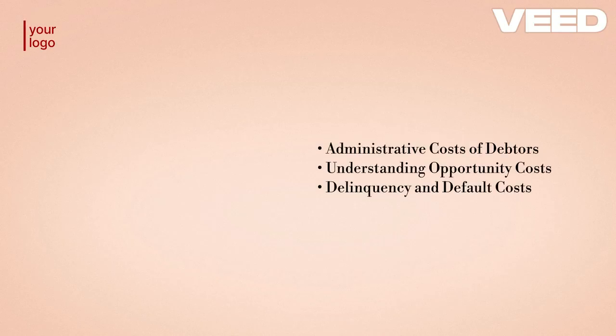Managing debtors comes with several costs. First, there's the administrative cost. More credit sales mean more work, like preparing ledgers and maintaining records. Then there's the opportunity cost. Funds tied up in credit sales could have been invested elsewhere, perhaps earning interest in a bank. The lost interest is what we call the opportunity cost.